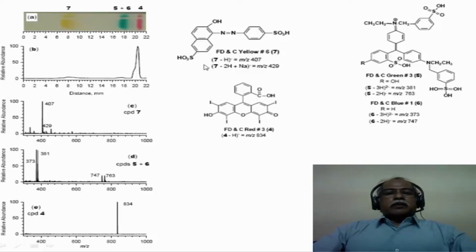Now the blue spot is essentially a combination of two dyes. The dye structures are shown here. For example, there is a green dye which is called dye number 5, and there is another blue dye which is called dye number 5. The essential difference between these two dyes is the R group, which is either a phenolic OH group or hydrogen. These are the differences in the molecular formula of these two dyes.